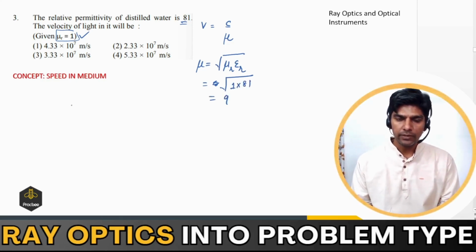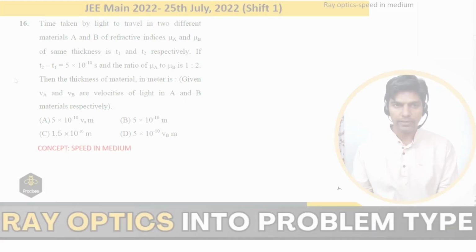So we got the refractive index and we have to find the speed. So V will be 3 into 10 raised to power 8 upon 9. So that will be 0.33 times 10 raised to power 8, so 3.33 times 10 raised to power 7. So option 3 is the right answer.